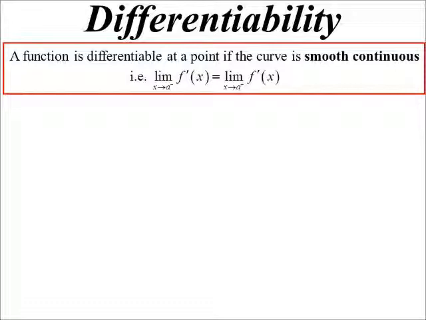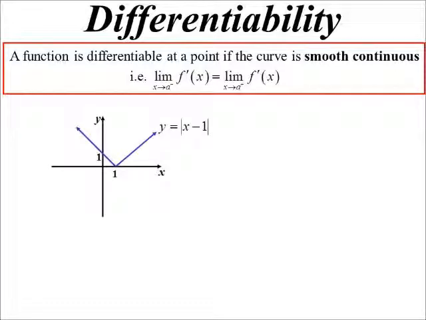The formal definition is this. Similar to the continuity definition, but this time looking at the derivatives. If you were to look at the slope or the derivative coming from the negative side, and if that was the same as the slope or the derivative coming from the positive side, then that would be smooth continuous. So here we go, that's what I was talking about.